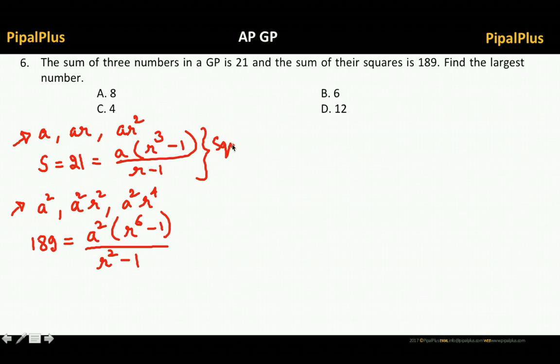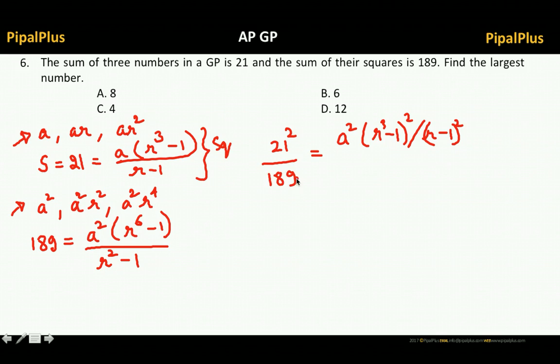So let's square this. We get 21 squared equals a squared times (r cubed minus 1) whole squared divided by (r minus 1) whole squared, right? So this is the first term, and I've squared it. And let's divide this by the second term here. This is 189. We divide it by this term, we get a squared times (r to the power 6 minus 1) divided by (r squared minus 1), right? So this is going to simplify things for us. Why? Because it's going to cancel a squared and a squared.